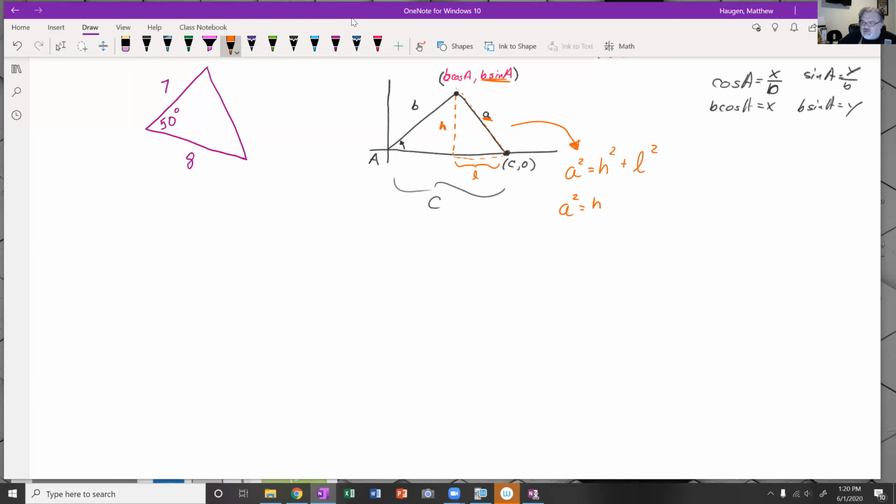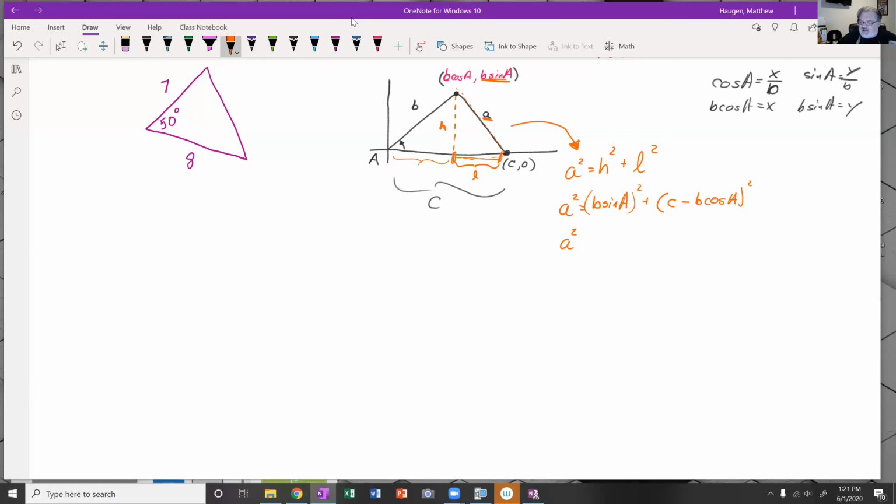So that height is B sine A, quantity squared. This length here isn't C, but that length is C minus the x value there. So C minus that x value of B cosine A, squared. So if we simplify this, we'll get a tool.